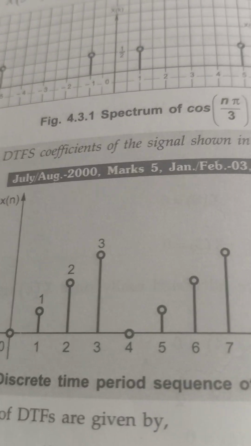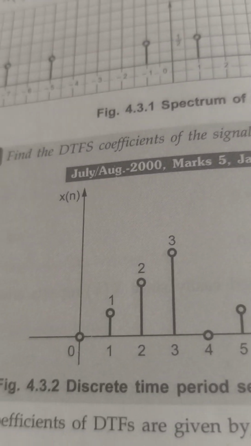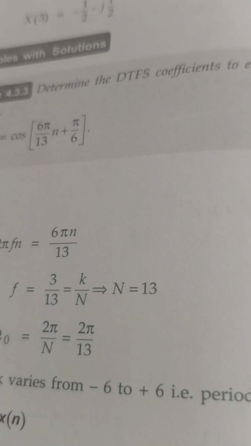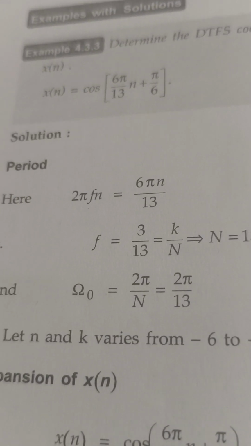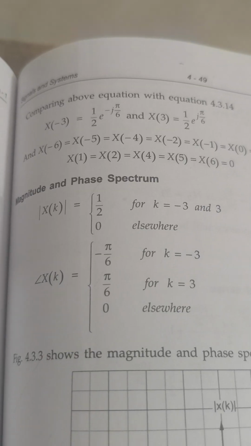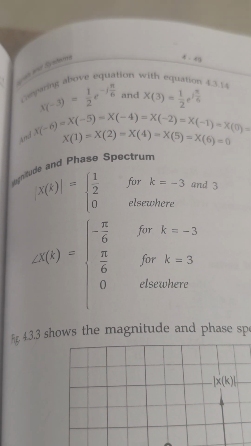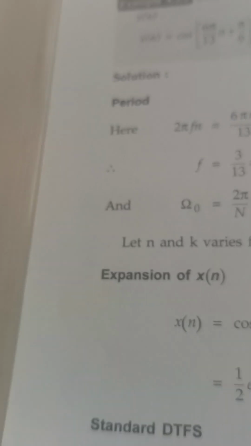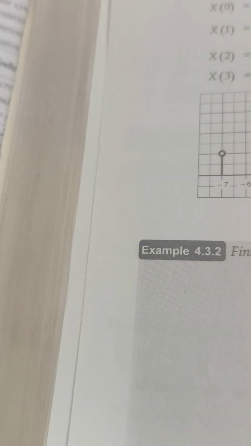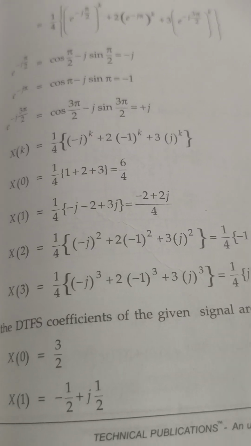Find the DTFS coefficients of the signal shown in the figure. They will also ask problems like: determine the DTFS coefficients to evaluate the DTFS representation of the following x of n. They will give x of n, then you have to find the coefficients, that is, these values. What is the value of x of minus 3, x of minus 5, x of minus 2, 4? Here also we have to find what is x of 0, x of 1, x of 2. We have to find all these values.